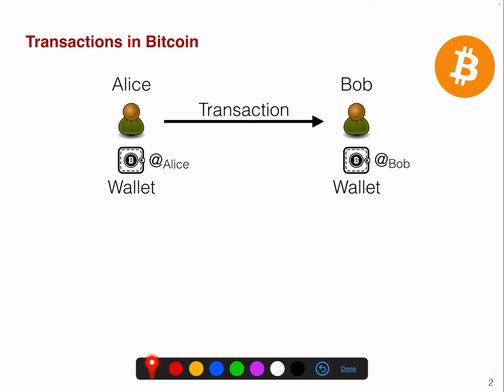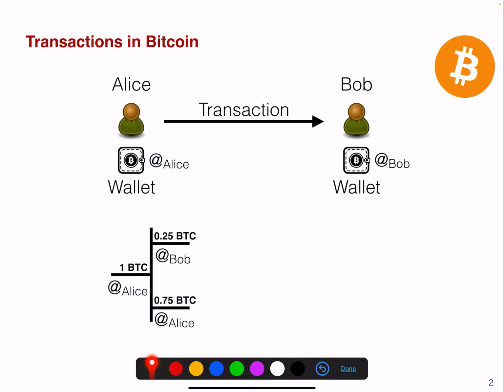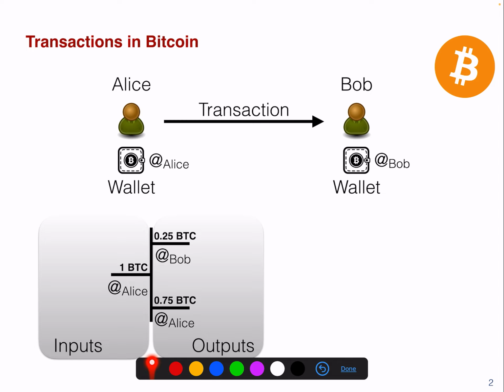Now, if Alice wants to perform a transaction, she will take an input to a transaction. This input specifies what you want to insert into that transaction, what you want to give to that transaction. And what's coming out is a list of outputs. This is basically what you can retrieve from the transaction.